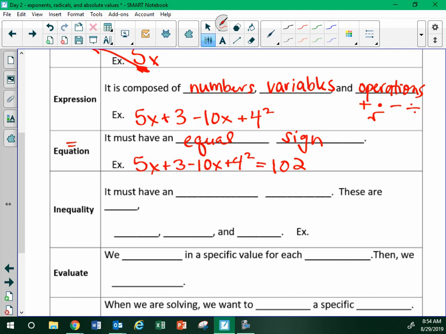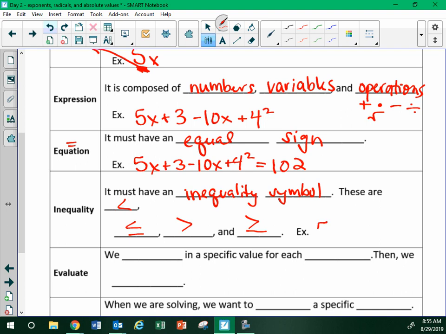All right, inequality. This is where we have our greater than, less than, greater than or equal to, and less than or equal to. So it must have an inequality symbol. These are the following: less than, less than or equal to, greater than, and greater than or equal to. I call these the alligators. Or do you guys know what Pac-Man is? I know it's from a long time ago, but you know what older stuff is, right? So you can think of it as alligator mouth, Pac-Man mouth, however you want to think of it.